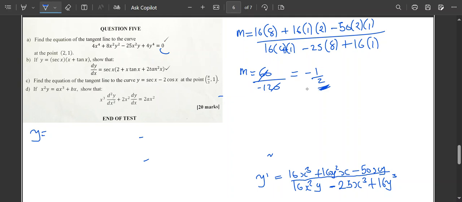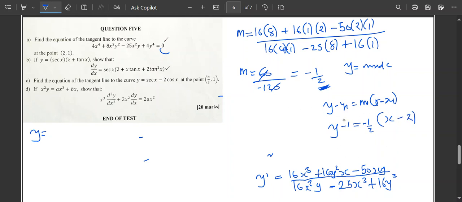gradient. So from there, what we are going to do is, we know y is given by mx plus c. So I like using this one: y minus y1 is equal to m, open bracket, x minus x1. So that's what I'll use. So y1 is 1, and my gradient is now negative 1 over 2 because it is tangent to the curve. Then open bracket, I have x there. My value of x there is minus 2.